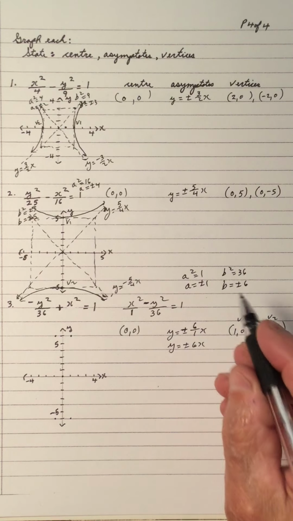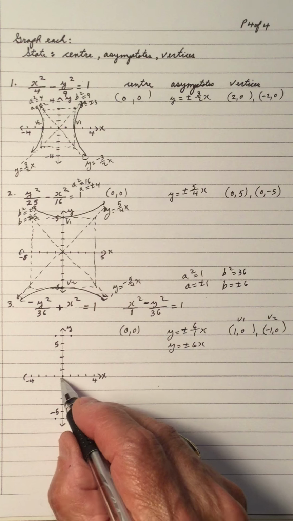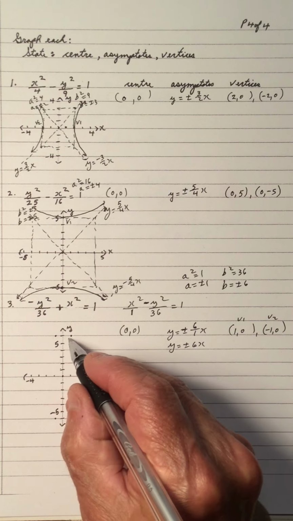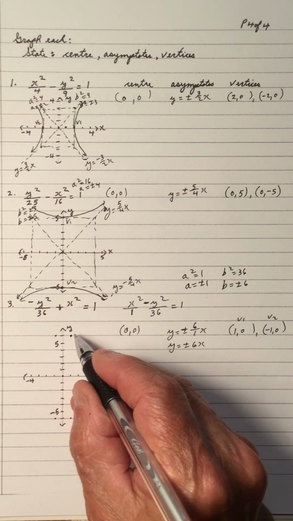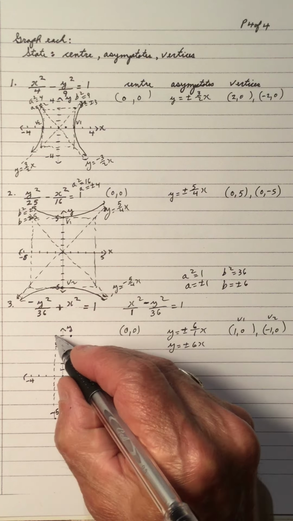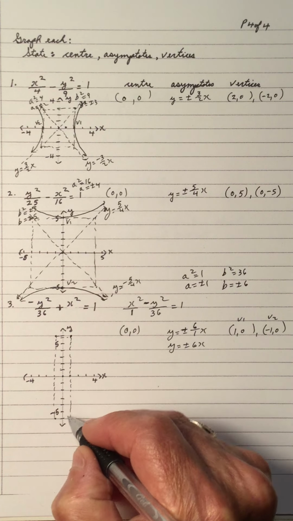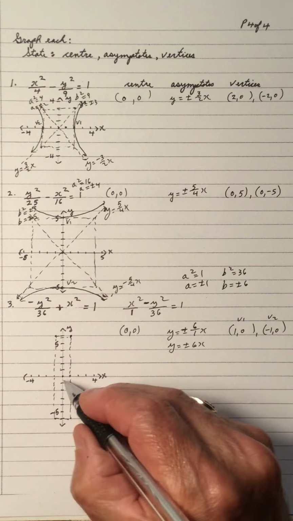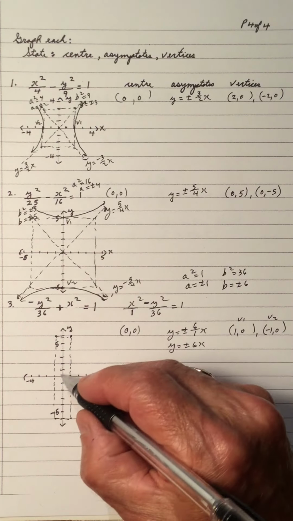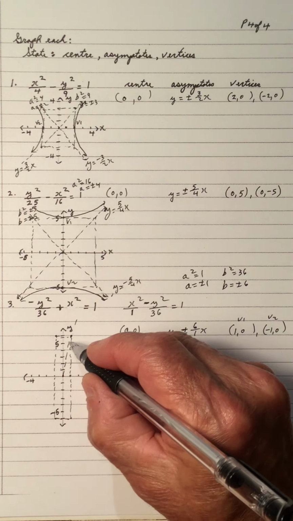If you think about it, the a is 1 and the b is 6. So that's the point of the rectangle right there. So there's 4 corners of the rectangle. There they are. So the asymptote goes through the center 0, 0 and goes through the corners.